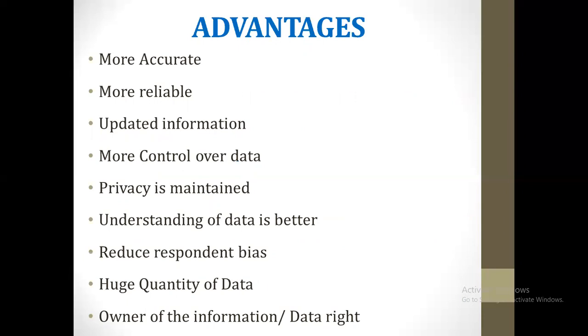Primary data is more accurate. Compared with secondary data, primary data is 100% accurate because the researcher himself collected the data, so the data must be reliable as well as accurate. The next one is more reliable. In primary data, the researcher directly meets the respondent and collects the information, so it must be reliable compared with secondary data.